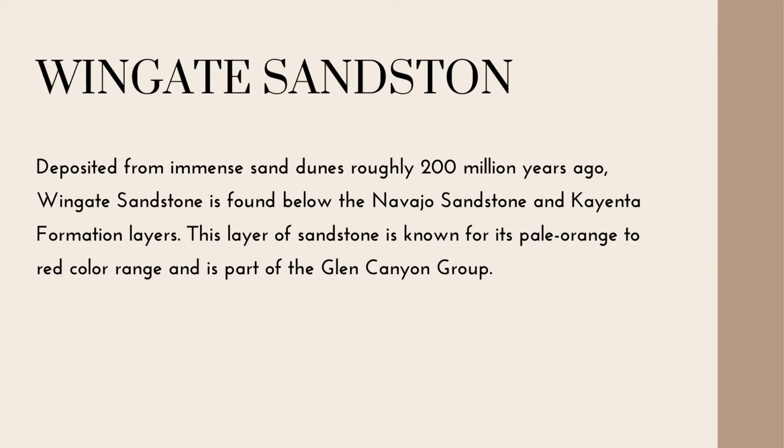The Wingate Formation. Deposited from immense sand dunes roughly 200 million years ago, the Wingate Formation is found below the Navajo and Kayenta layers. The Wingate Formation usually ranges from pale orange to red in color. Along with the Moenavi Formation above, the Wingate Formation is once again a member of the Glen Canyon group.